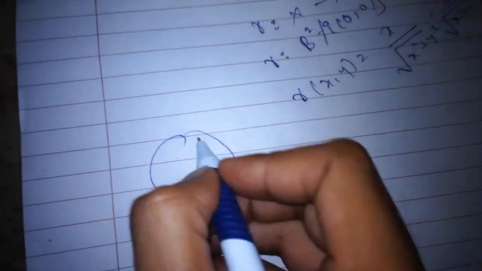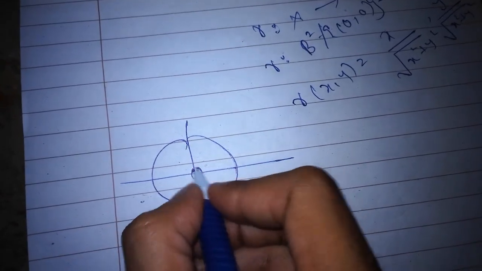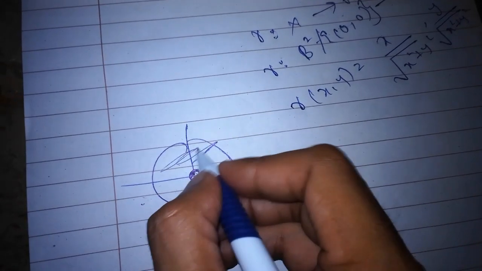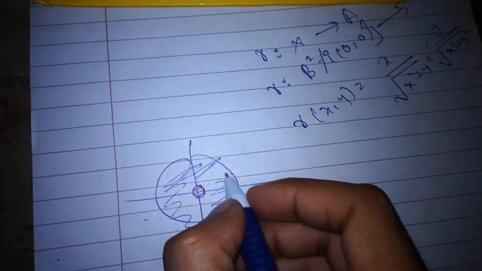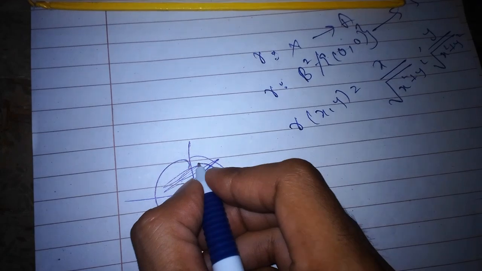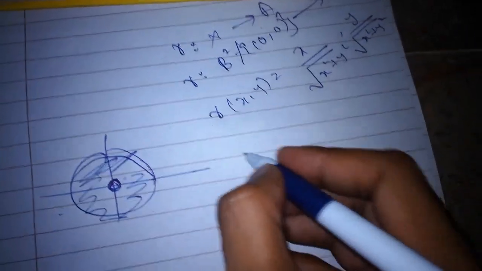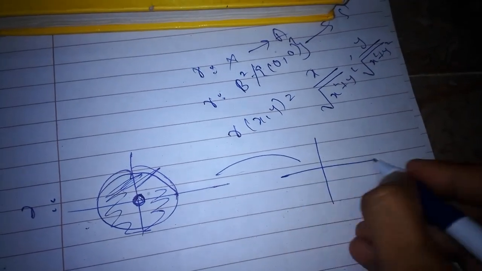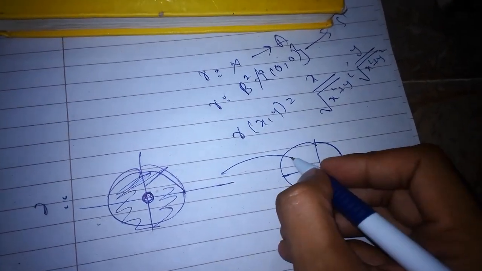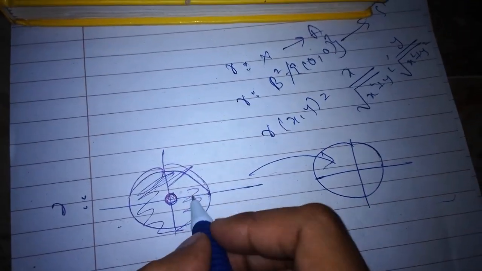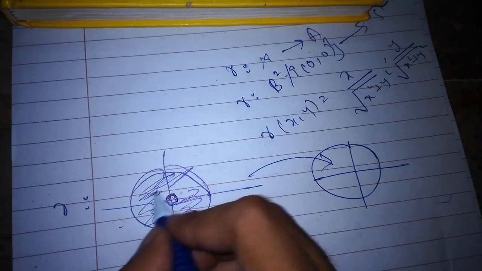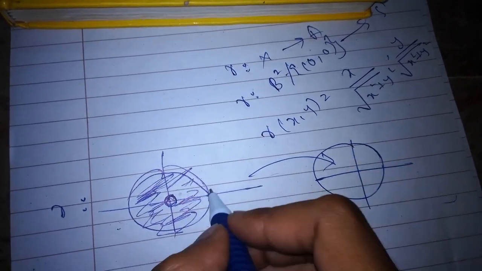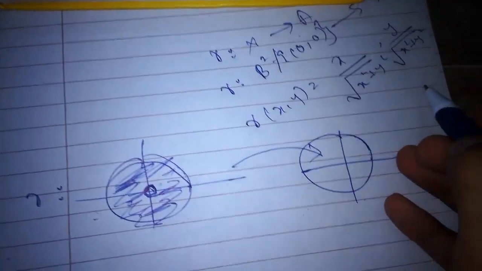So we can check this. This is the punctured unit closed disk, and R is the map from the disk to the unit circle. So this map sends points onto the boundary of this disk.